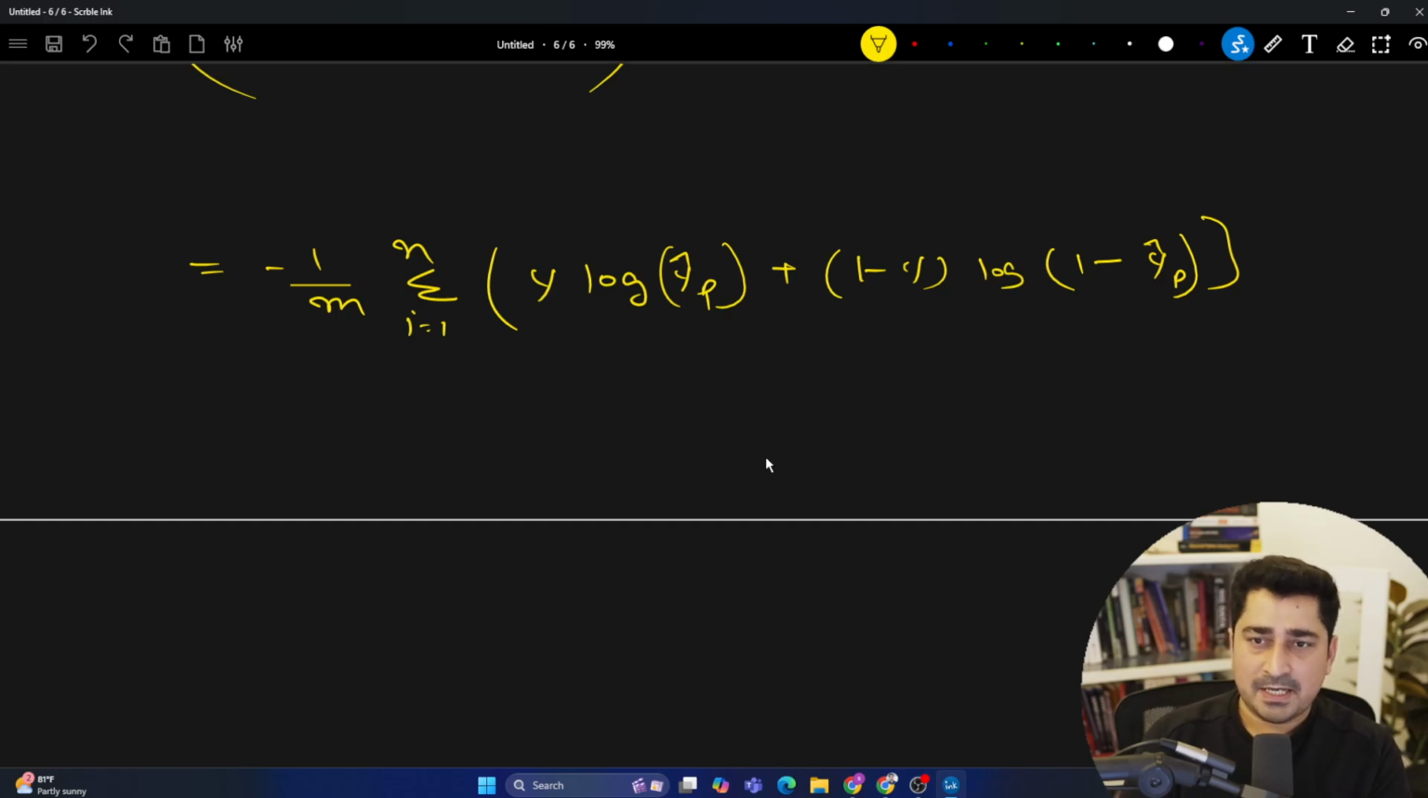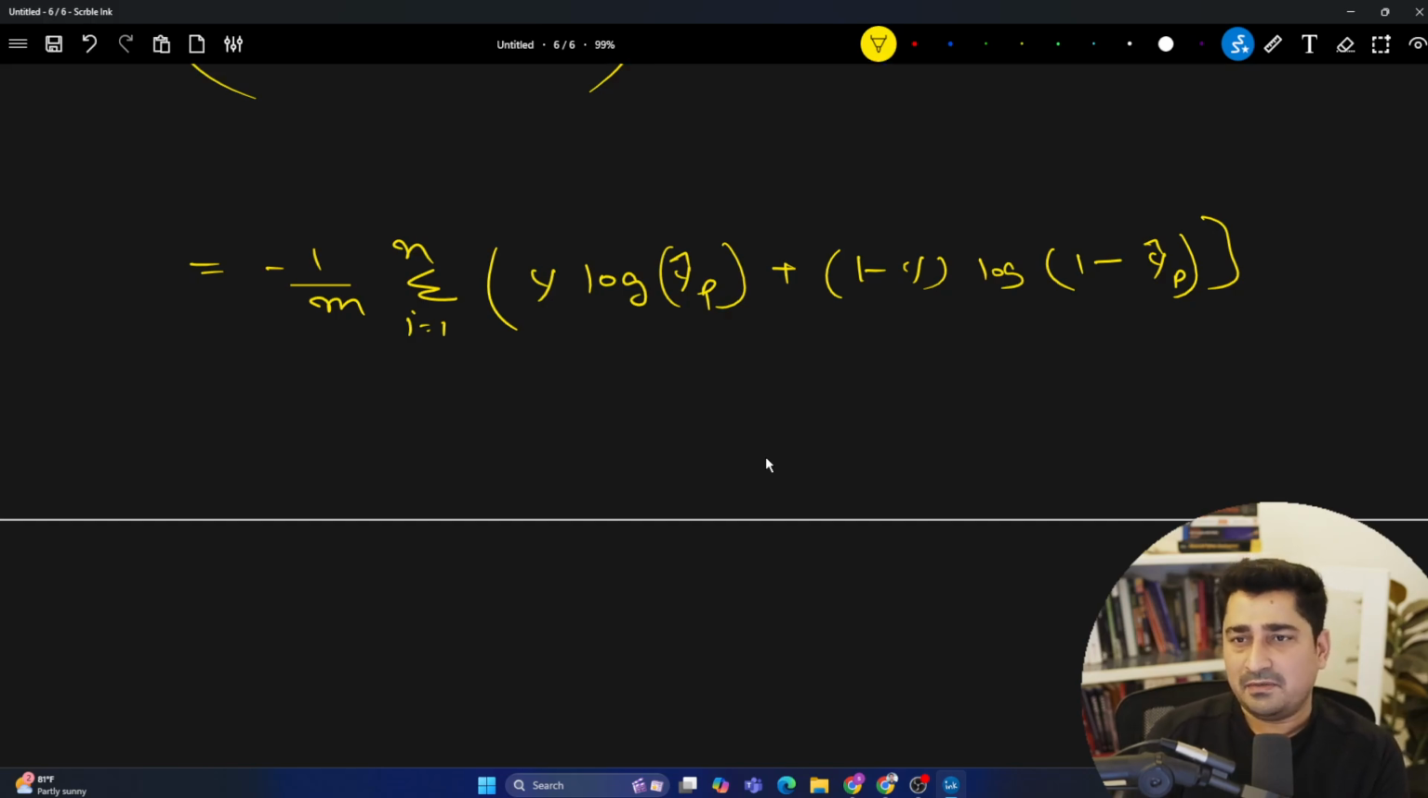Fine, guys. You can go ahead with the derivation. Basically the derivation comes from the same equation, 1 by 1 plus e to the power minus z, or mx plus c, where we take a log on both sides and then eventually derive it.